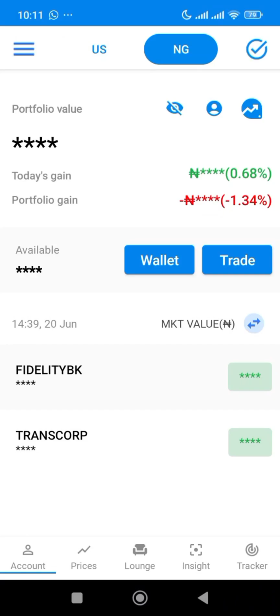Yes, welcome. So today we are going to be looking at Yochaa, how to buy stocks using the Yochaa app. So this is how the interface looks like. Let me show you the app.